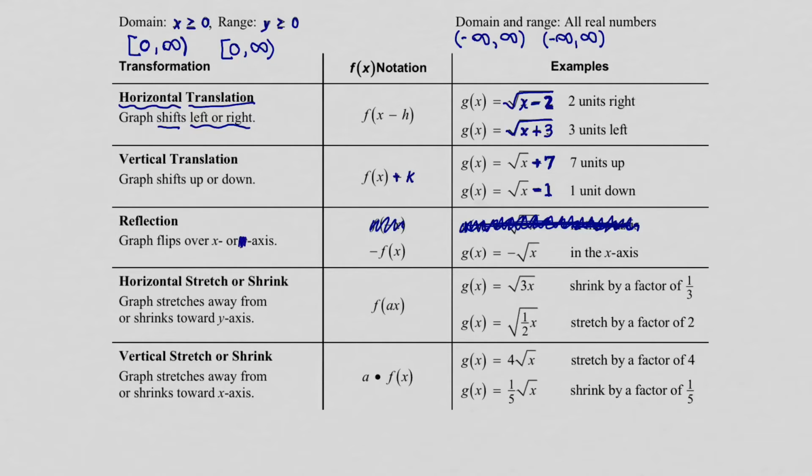x-axis, okay? So we're going to be dealing with the x-axis here. So when you see a negative in front of it, so here we've got our square root of x, right? There's our radical. But we've got this negative sign out front. That negative sign out front tells us that it has flipped over the x-axis. Okay? It's flipped over the x-axis.